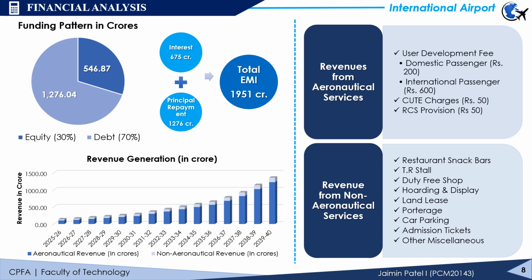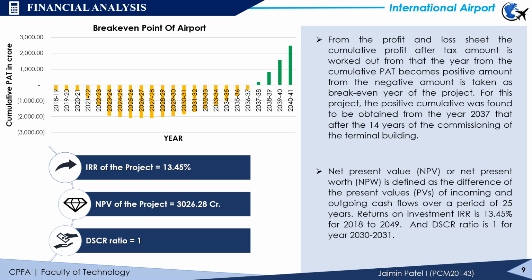So as per the debt plan, the total interest would be 675 crores and the total EMI would be 1951 crores. Then next is the revenue, in which the project revenue starts from the year 2025, for which we have considered two services, which are aeronautical services and non-aeronautical services. And last is the output of the financial analysis of our project.